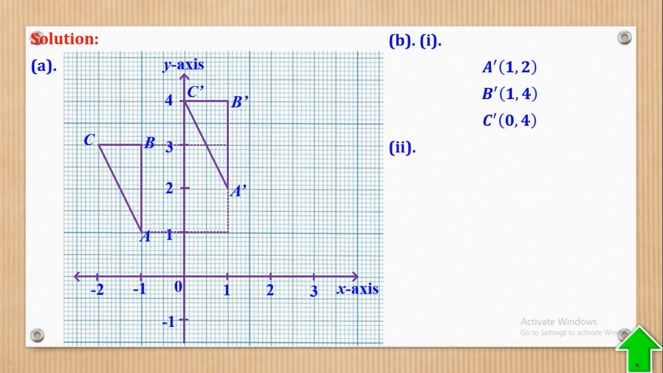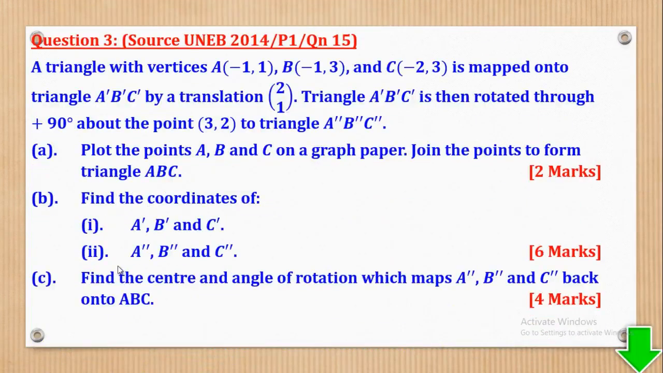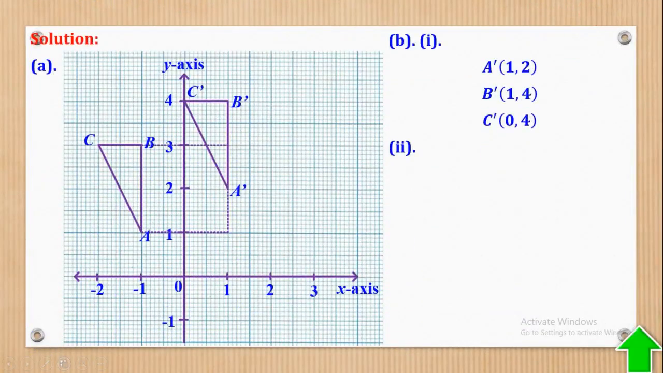What about B Roman 2? So B Roman 2, they want coordinates of A double prime, B double prime, and C double prime. Now those ones were got by rotation of positive 90 degrees about (3, 2) as the center. So you come here and locate the center of rotation. The center is (3, 2), which is here. So I'll join this point. Now this is the image, so join the center to the object, then use the protractor to mark off 90 degrees anti-clockwise because they said positive. So from here to here it is 90 degrees. Then get a pair of compasses, put your compass point there and measure, mark off this radius on the image line, and this will be the point A double prime.